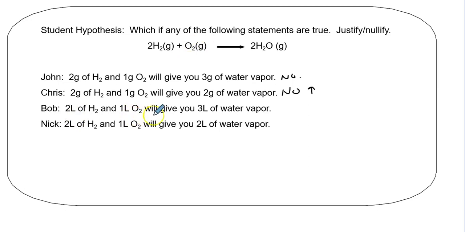2 liters and 1 liter equals 3 liters? Still no, because in this case it's 2 to 1 to 2. It's going to be 2 liters, not 1 liter. And 2 liters of hydrogen plus 1 liter of oxygen gives me 2 liters. Yes, this is the only one that really works.